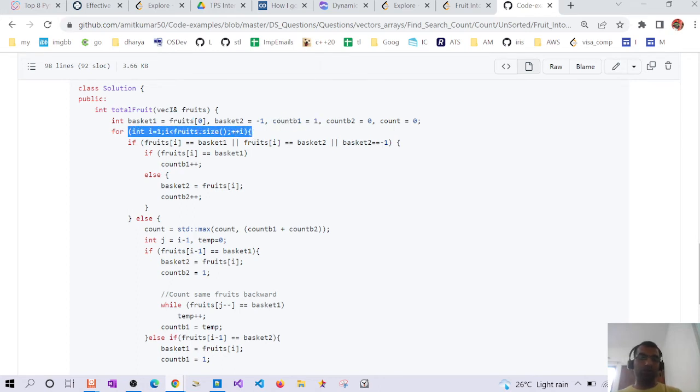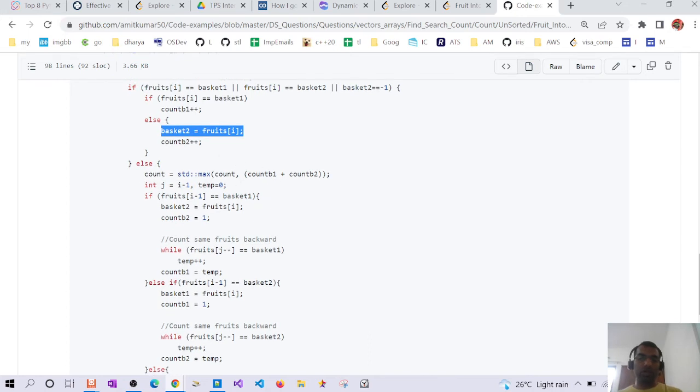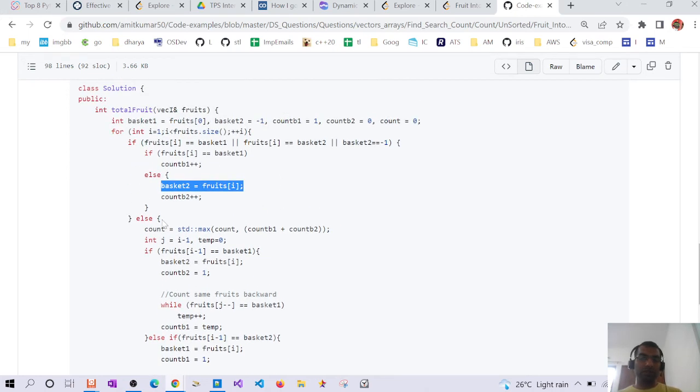Now for all the fruits, I'm starting from the second fruit, that is index 1. If the second fruit is in basket 1, or the second fruit is in basket 2, or basket 2 is empty, because basket 2 empty means -1, in that case we'll go inside. If the fruit exists in basket 1, then the count of basket 1 is incremented. If the fruit doesn't exist, it may be the case that the fruit exists in basket 2 or that it doesn't exist. In both cases, we'll be incrementing the count, and the basket 2 fruit is equal to the fruit only. Now the case is that we have a new fruit here.